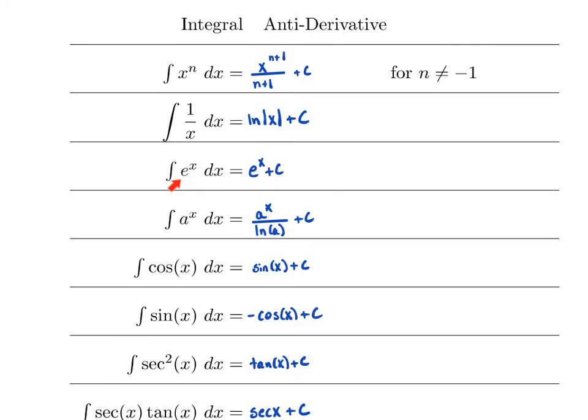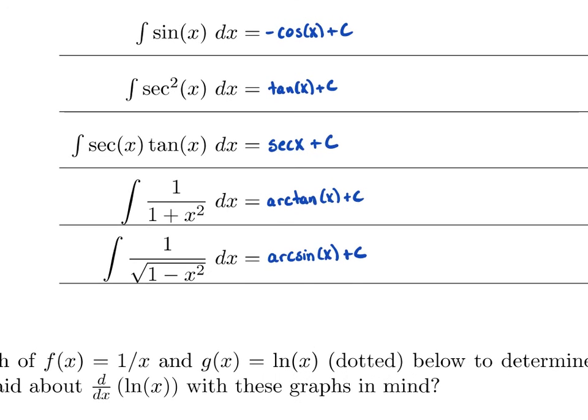e to the x should be pretty straightforward. a to the x, remember that the derivative of a to the x is natural log of a times a to the x. So when I anti-differentiate, I have to divide by the natural log of a to counteract that multiplication. Cosine, sine, secant, tangent, we just talked about. And then these, of course, are functions where the integrand is the derivative of the inverse tan. So its antiderivative is inverse tangent.